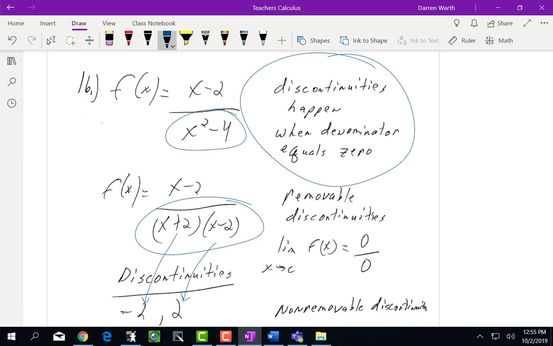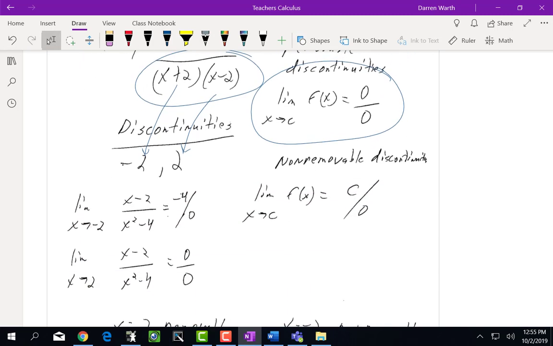So remember, removable discontinuities are when your limit equals the indeterminate form, which is 0 over 0. And non-removable discontinuities are when it's going to equal a constant over 0. So what I'm going to do is substitute those two numbers in and see which one gives me the constant over 0 and which one gives me the 0 over 0.